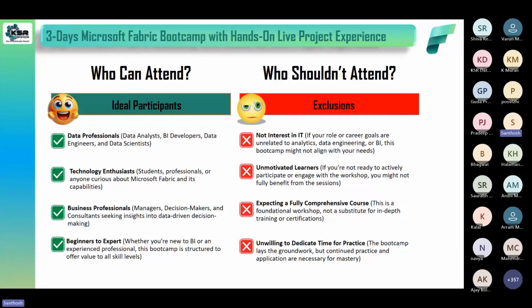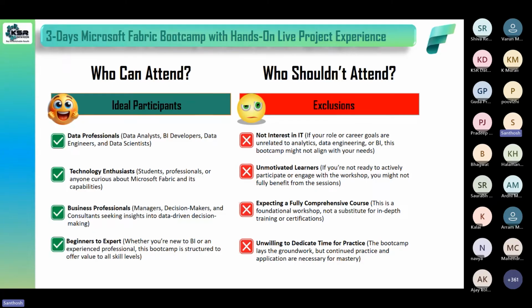But I should also tell you who is not the right audience. People who are looking towards a profession other than IT, maybe this may not help you, because this is an IT role, so you'll be using this in IT. If you are in some other profession, maybe this may not help you.